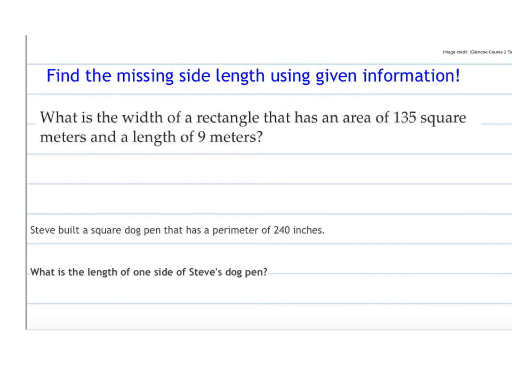So we were looking at finding the missing side length when we are given information here. So in this case, this first problem, what is the width of a rectangle that has an area of 135 square meters and a length of 9 meters?